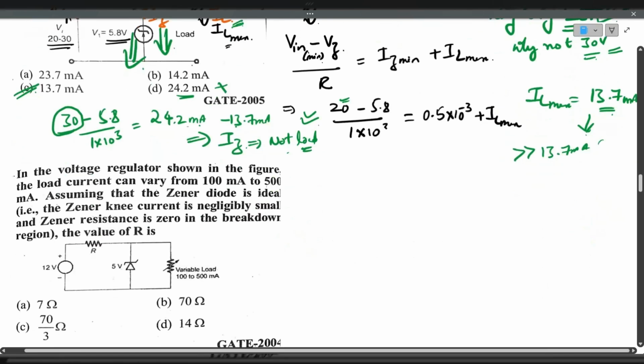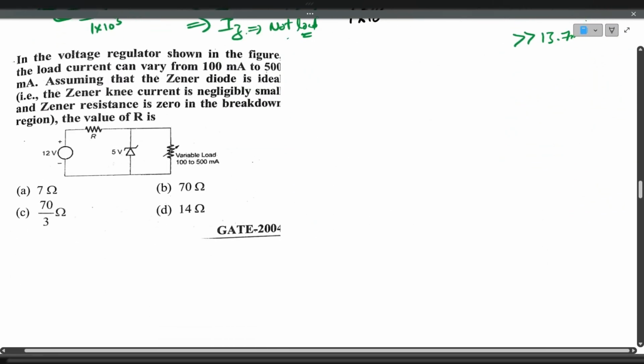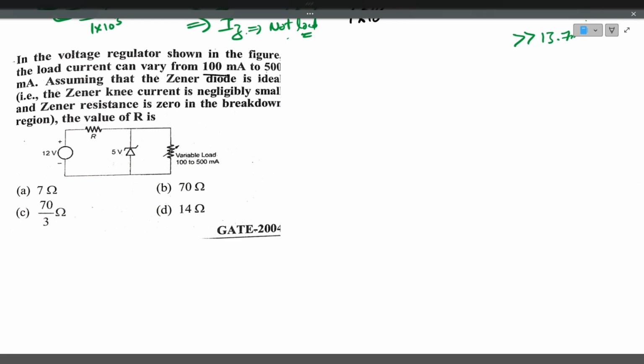We'll solve the next question. In the voltage regulator shown in the figure, the load current can vary from 100 milliamps to 500 milliamps. Assuming that the Zener diode is ideal, the Zener current is negligibly small. So he's telling us IZ minimum is negligibly small, meaning 0 milliamps. The Zener resistance is 0, so the forward voltage drop across the Zener diode is also 0. The value of R is, he's asking for the series resistance.